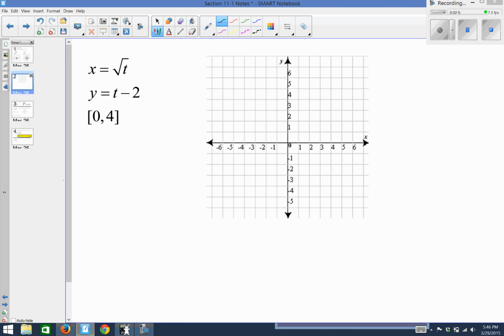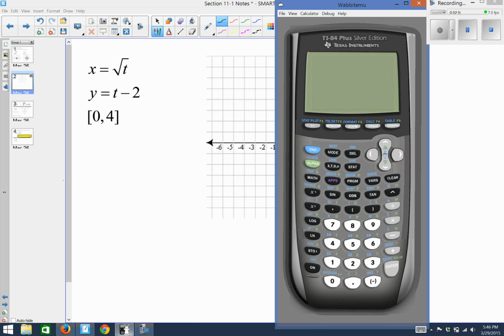Now, we are able to graph these on our calculator, if you remember. So to do that, remember, we had to go into our mode and switch the mode to parametric right here. And then when we hit the y equals button, we can enter them in pairs. So for example, here, the square root of t for the x and t minus 2 for the y's.